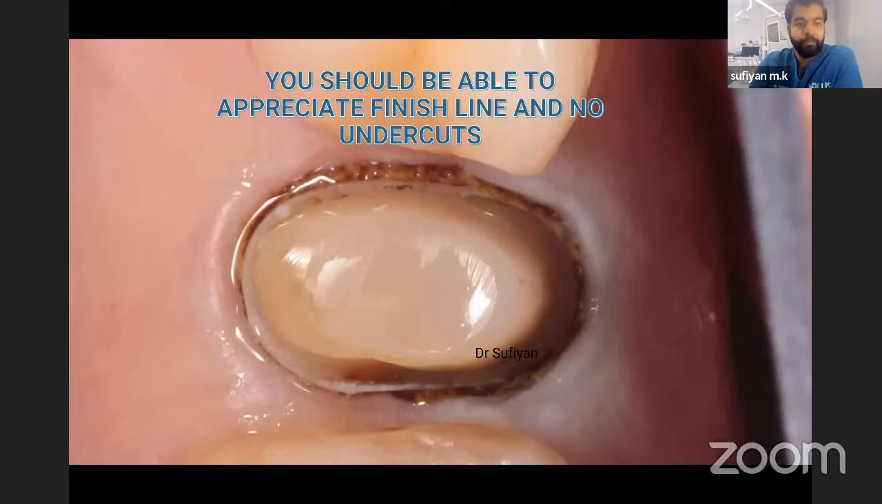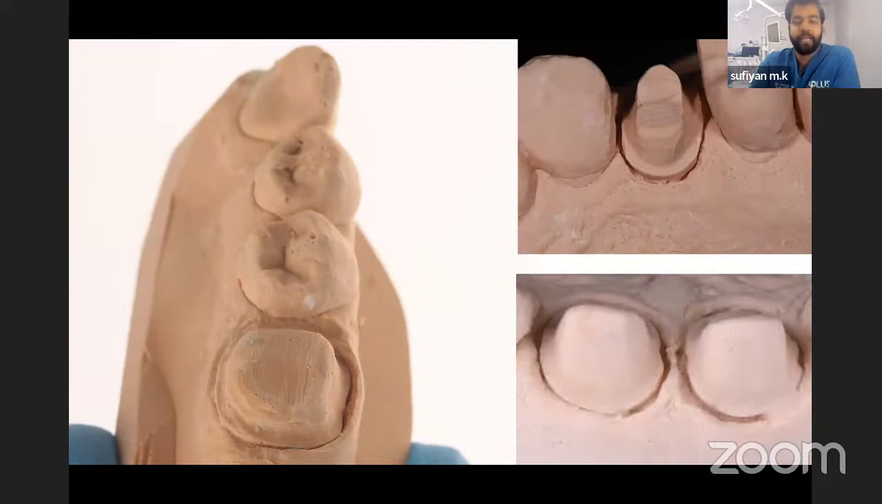Gingival retraction is also very important. Why do you do a gingival retraction? To make sure the finish line is visible. If you are seeing the finish line in the cast like this, ask the lab technician to send the cast after you pour the impression. Okay, you inspect the finish line yourself. If you are seeing this kind of a finish line, it means the lab technician will also be seeing.